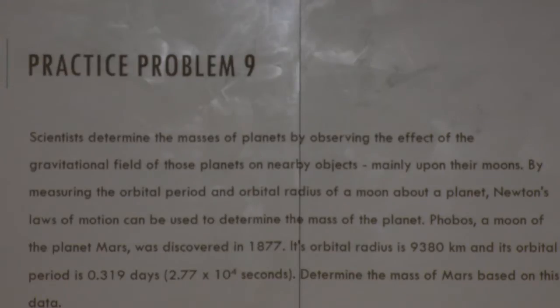Practice problem 9. Scientists determine the masses of planets by observing the effect of the gravitational field of those planets on nearby objects, mainly their moons. By measuring the orbital period and orbital radius of a moon about a planet, Newton's laws of motion can be used to determine the mass of the planet. Phobos, a moon of Mars, was discovered in 1877. Its orbital radius is 9,380 kilometers, and its orbital period is 0.319 days, which is 2.77 times 10 to the 4th seconds. Determine the mass of Mars based on this data.